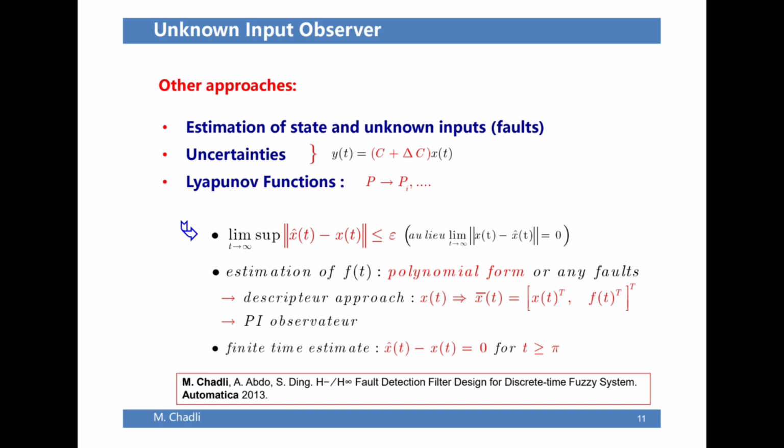Another way is, for example, to reformulate the estimation problem by seeking an estimate that tolerates a fixed error, like this one. Instead of looking for asymptotic convergence, we can seek an estimate that tolerates some fixed error. It is a way to reduce conservatism. In order also to overcome certain restrictive assumptions on the estimation of unknown input, we can also use the descriptor approach. And this approach gives some interesting results in terms of reduction of conservatism.